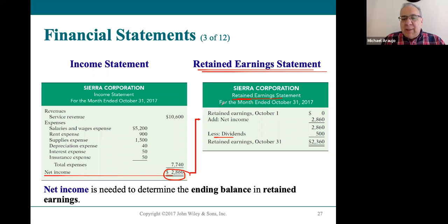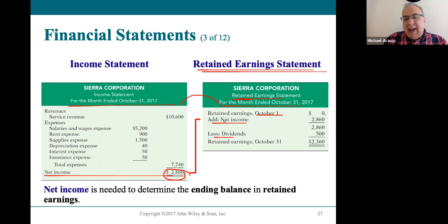A retained earnings statement also measures the exact same period of the income statement because it tells the story of this profit. So it makes sense that the period of time is the same. Here, the retained earnings statement tells us that this is a brand new company, so it doesn't have any profits or losses to report prior. So the beginning balance is zero when a company is new.